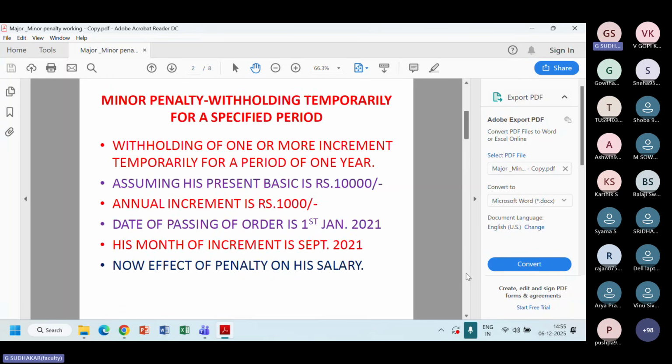Okay. So this is, I have told you, imposing of minor penalty, withholding temporarily for a specified period. This is one example. Withholding of one or more increments temporarily, that is only for a specified period of 1 year or 2 years. I have mentioned only 1 year. Assuming present basic is 10,000, annual increment is 1,000, date of passing order is 1st January, his normal increment is September 21. Now the effect on salary, how it will be affected.